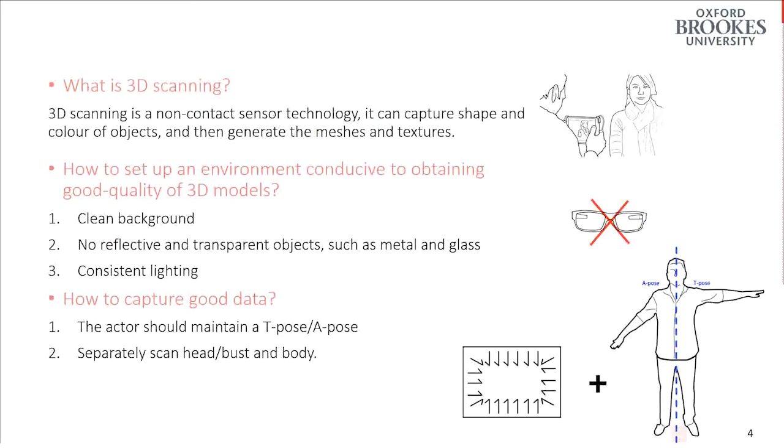3D scanning is a non-contact sensor technology. It can capture shape and color of objects, and then generate the mesh and the textures. So you need a clean background, no reflective or transparent objects, such as water or glasses. The important thing is you should ensure lighting is consistent. The actor needs to keep A pose or T pose in order to capture the armpits to get a good quality 3D scan model. And I also suggest you can scan two parts, head and body.